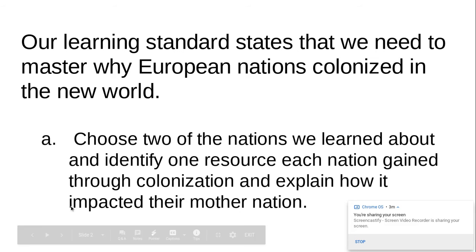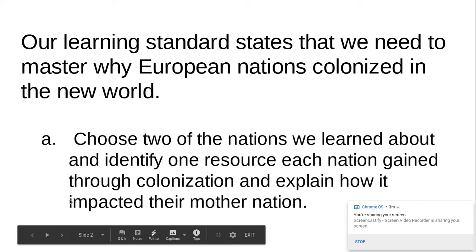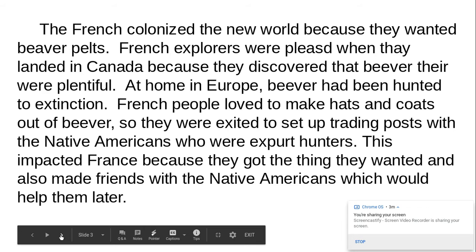Okay, first sample question. This comes right off your study guide. Our learning standard states that we need to master why European nations colonized in the New World. Choose two of the nations we learned about and identify one resource each nation gained through colonization and explain how it impacted their mother nation. Okay, this is a sample response.